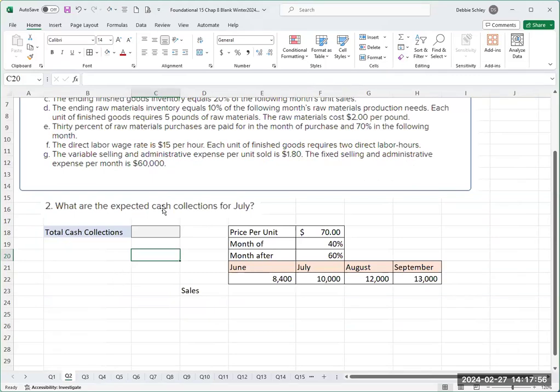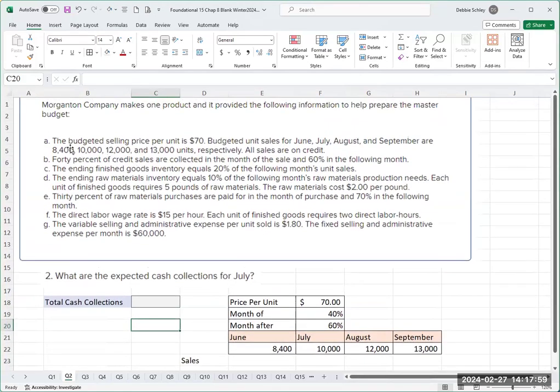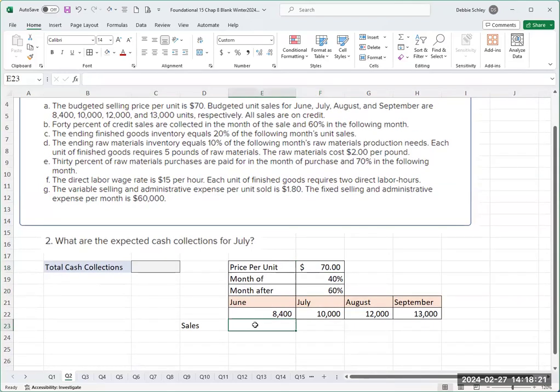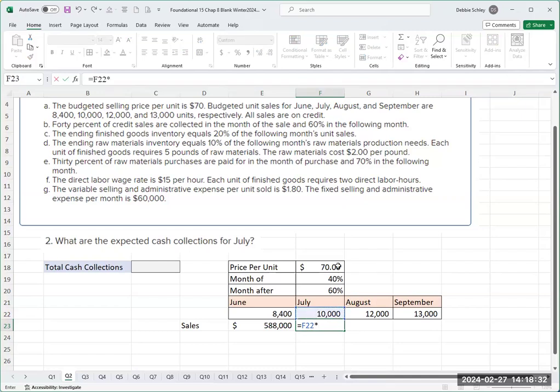Question 2, what are the expected cash collections for July? Well, if you'll recall, in B, 40% of the credit sales are collected in the month of the sale and 60% in the following month. So I have the 40%, I have the 60%, I have my $70 price per unit, and I have my units for each month. And they just want to know for July. So I'm going to figure out the sales for June, which is the 8,400 units times the $70. And then July, the 10,000 units times the $70 price per unit.